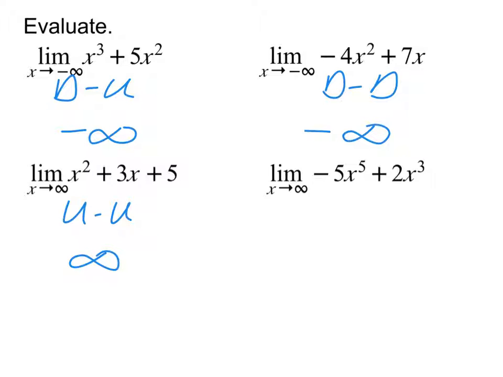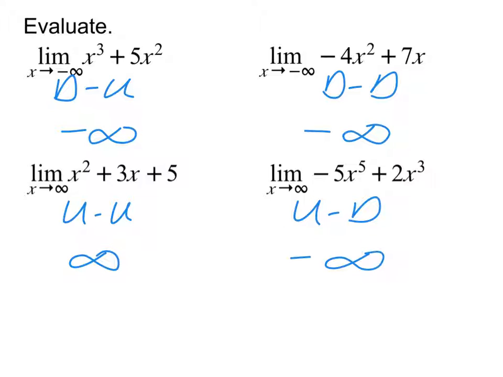All right, and for our last one here, the highest exponent term is the negative 5x to the fifth. It is negative, and it is an odd degree. That tells me that it is going up, down. So it's going up on the left, and it's going down on the right. In this case, since we're looking for the limit as x approaches positive infinity, that's where the down is. So it's negative infinity for our final answer there.